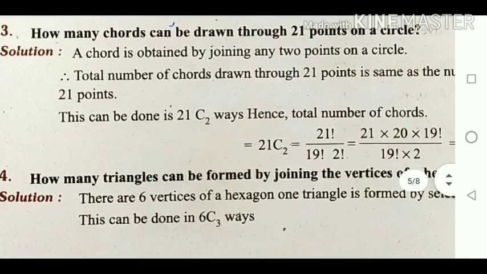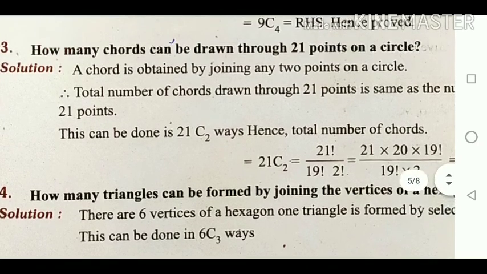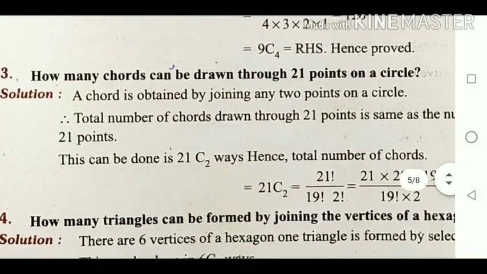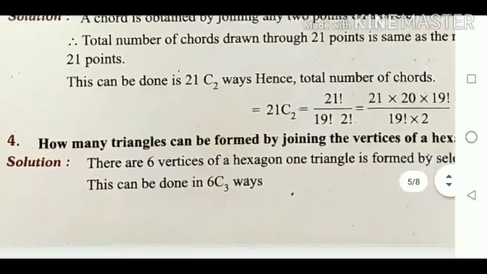Therefore, the 2 factorials are cancelled. Here 21 factorial becomes 21 into 20 into 19 factorial. 19 factorial is cancelled. We are getting 21 into 20 by 2. If you cancel, we are getting 210 as the answer for this question. How many chords can we draw? Nearly 210 chords by using these points.